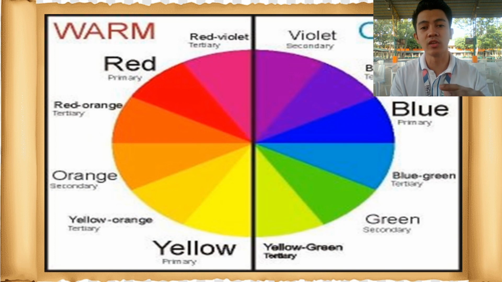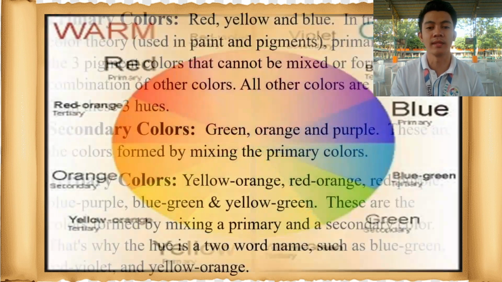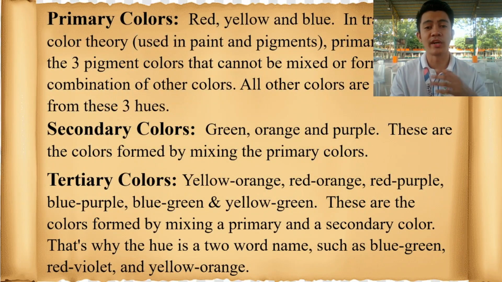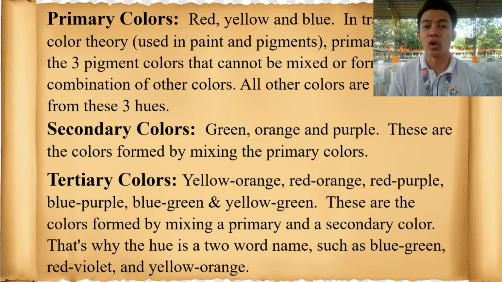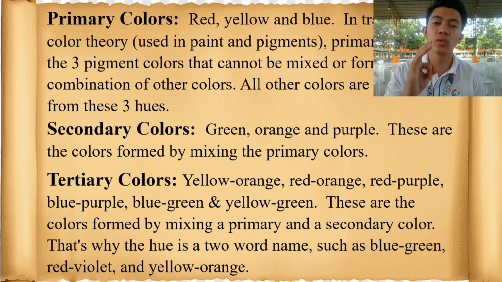Here is the color wheel consisting of 12 colors, which will give you an idea to make a successful choice of color. Ayan. Color wheel ang tawag dyan. Okay? Primary colors are red, yellow, and blue. Okay? Primary colors are the three pigment colors that cannot be mixed or formed by any combination of other colors. All other colors are derived from these three hues. Hindi mo sila pwedeng gamitin. Kasi nga, ito na yung mismong gagamitin mo, itong kulay na ito, para makapag-produce ng ibang kulay.